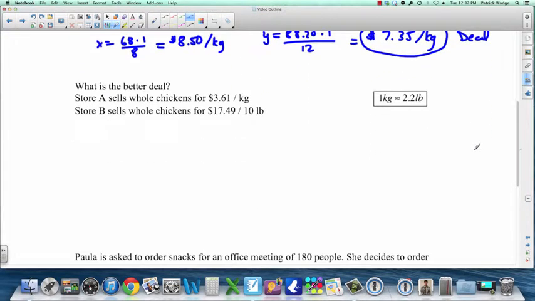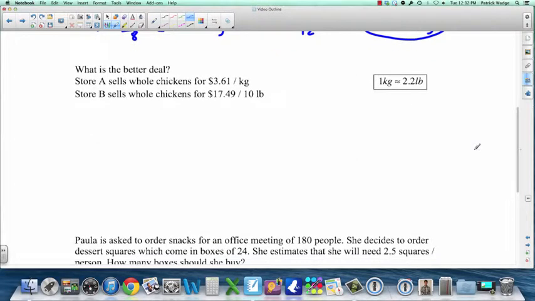All right, what's the better deal? Store A sells whole chickens for $3.61 a kilogram. Store B sells whole chickens for $17.49 per 10 pounds. What's the better deal? Practically the same question, just one little wrinkle here. Here's the wrinkle. This one's in kilograms, this one says 10 pounds. So what should we do?